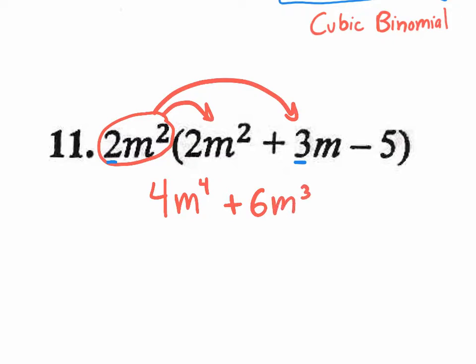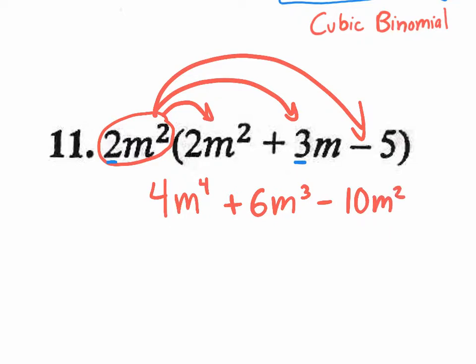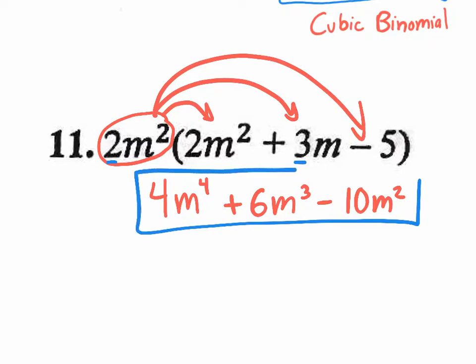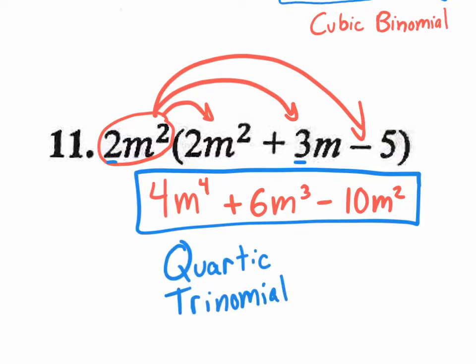And last but not least, let's take that 2m squared and multiply it by that negative 5. That'll be a negative 10, and the m squared is still on it. So that's your answer for number 11. And if I were to ask you to classify it, first and last name, that would be based on the degree of 4, and knowing that there's 3 terms, that would be a quartic trinomial.